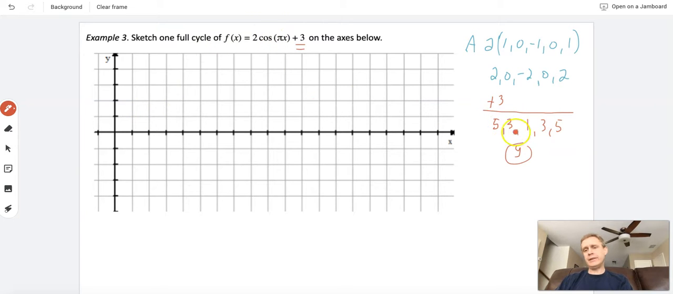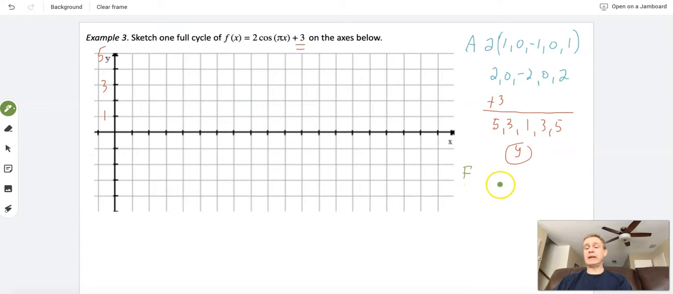Since I now know what these y values range from, I'm going to scale my axes. I think we can scale the y-axis by 1. The lowest y value is at 1, the middle y value is at 3, and the highest y value is at 5. So now I have my y values laid out, and I can continue with my AFPI acronym.